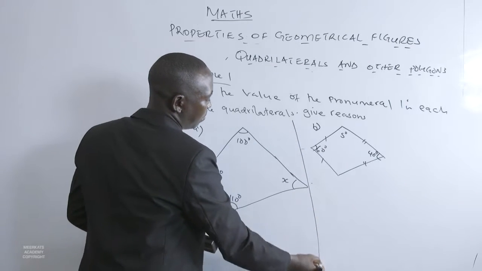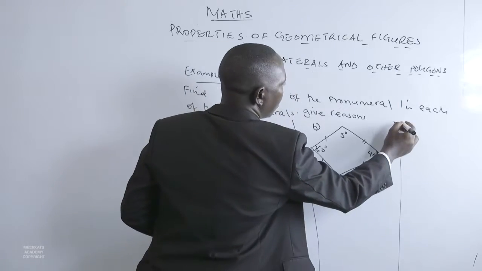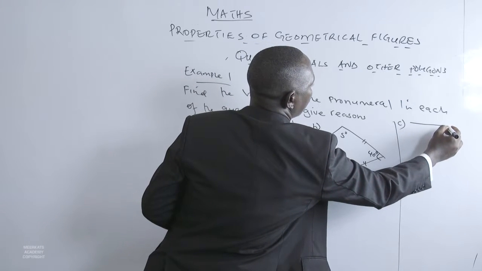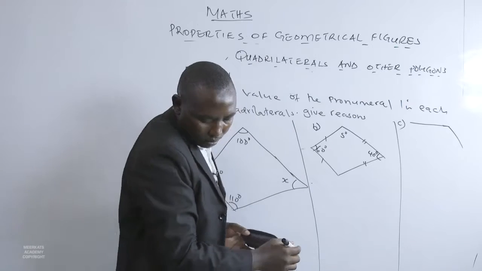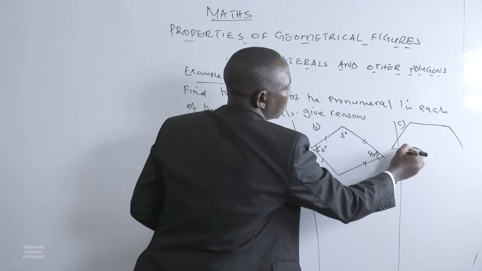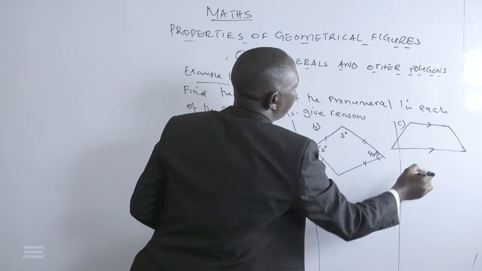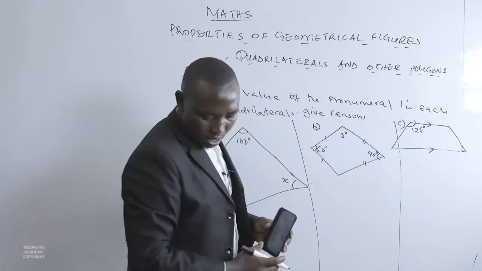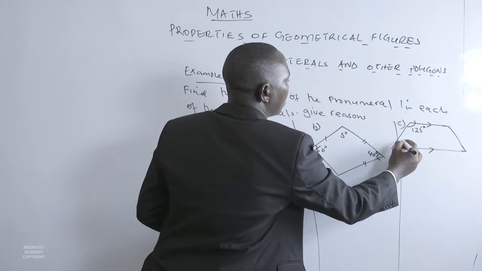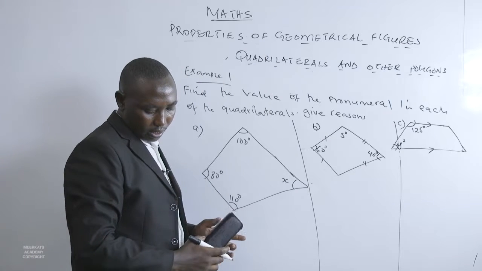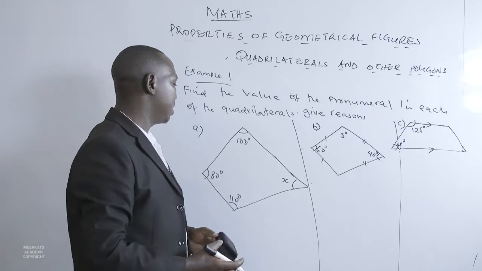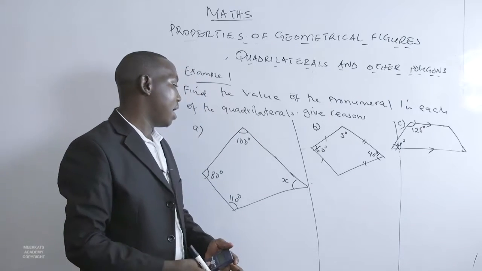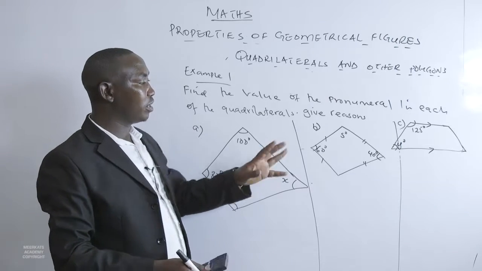Lastly, we have a C, which is a trapezia. This is 125 degrees, while that is y degrees. Good. Now we need to move in speed and be able to calculate the angles that have been marked with pronumerals.